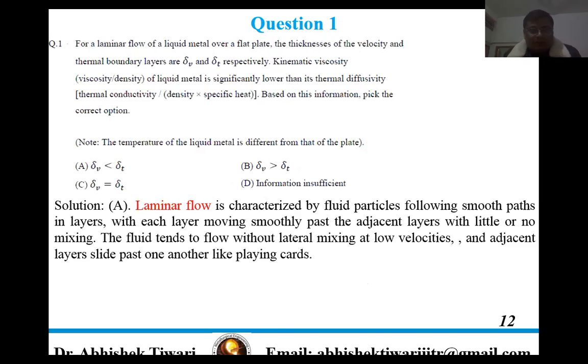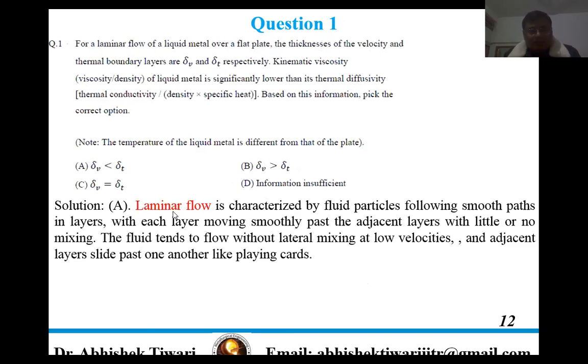For a laminar flow of a liquid metal over a flat plate, the thicknesses of the velocity and thermal boundary layers are delta V and delta T respectively. The kinematic viscosity, which is viscosity upon density, of the liquid metal is significantly lower than its thermal diffusivity. Based on this information, pick the correct option. Delta V and delta T relation we have to identify.